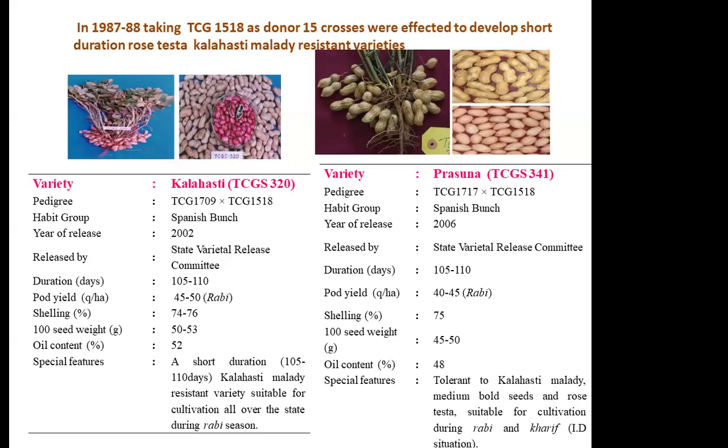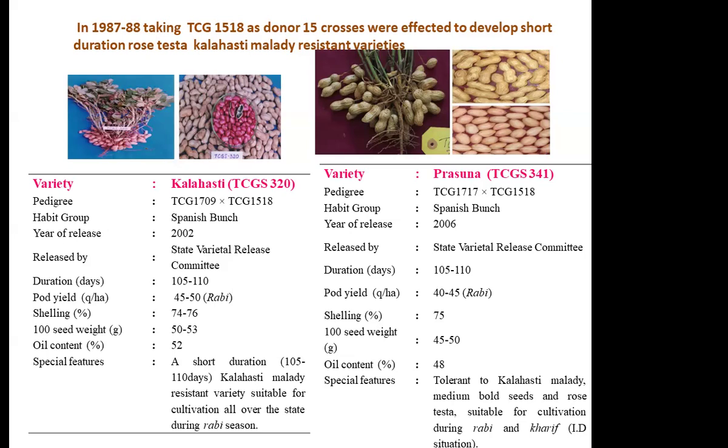But this 320, because of its high oil and red testa, didn't find a place. Prasuna and these two are restricted. They almost didn't become that popular, maybe because of the pod and seed traits in these varieties. And one more thing, it is just 320. It is more like a Virginia line, though it is a Spanish bunch with respect to main axis bearing. Otherwise, it looks like it has more number of primaries, more towards Virginia.